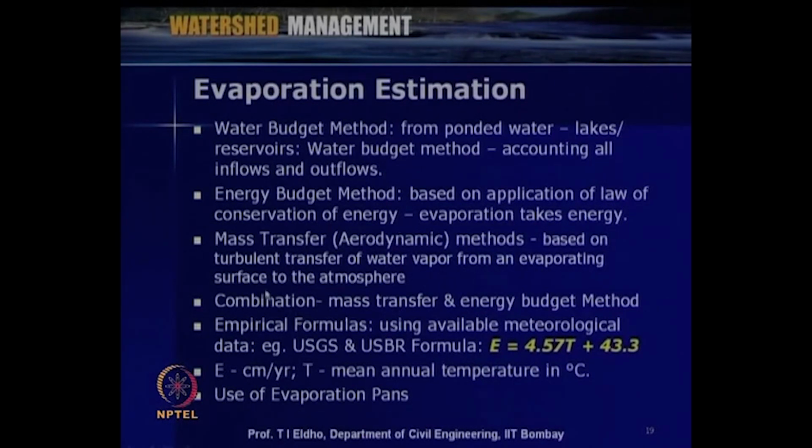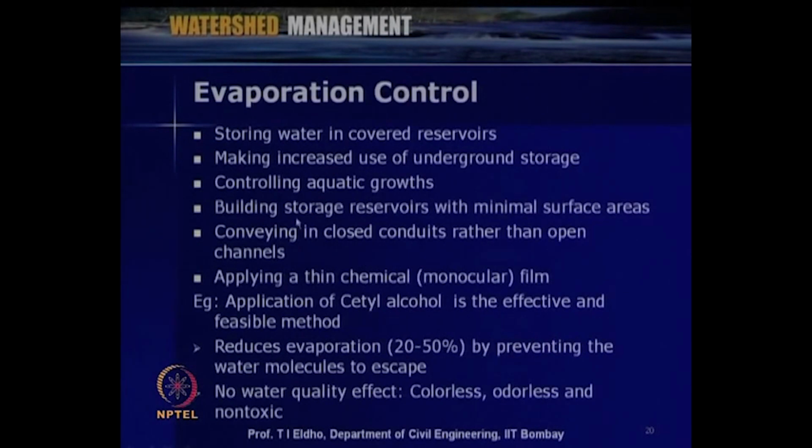Also a number of empirical formulas are used for evaporation estimation, like the USGS and USBR formula, where evaporation E equals 4.57 T plus 43.3, where E is the evaporation in centimeter per year and T is the mean annual temperature in degree centigrade. As I mentioned, evaporation pans we can also utilize.